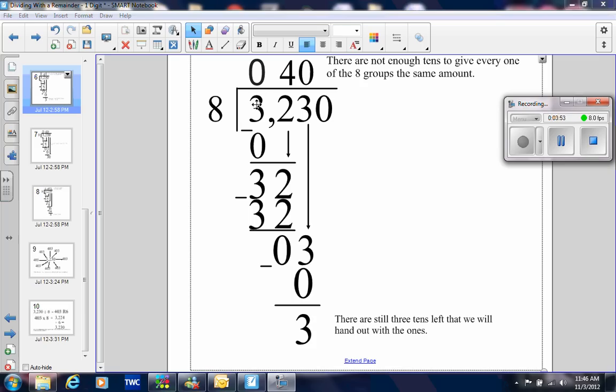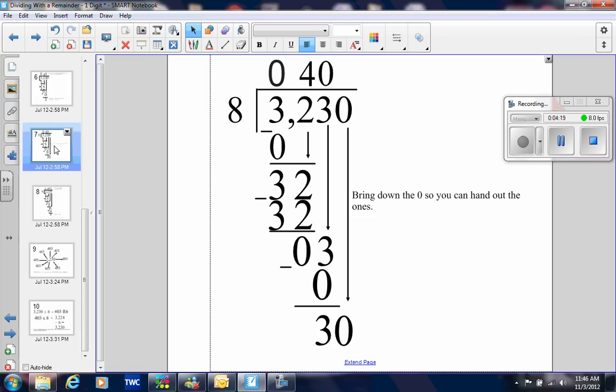So again, there's a 0 over here because I could not give everyone the same number of thousands. I didn't have enough. I gave everybody 4 hundreds, and now I can't give everybody the same number of tens. I put a 0 there. These tens will still be handed out. We're just going to hand them out when we hand out the ones. Okay. In order to do the ones, I bring down that 0, so now I have 30 ones to hand out. 3 from the tens, 0 from the ones. Together I have 30 ones to hand out.